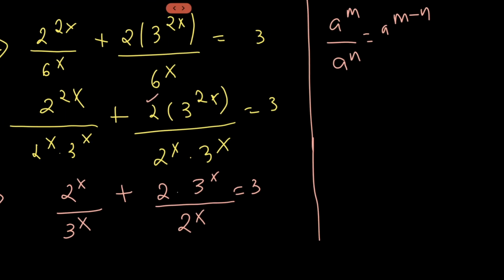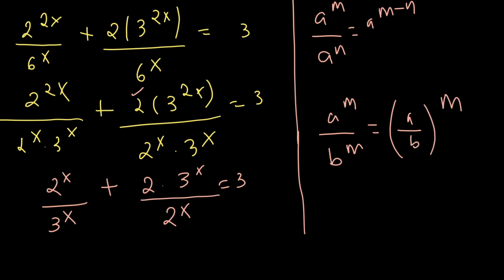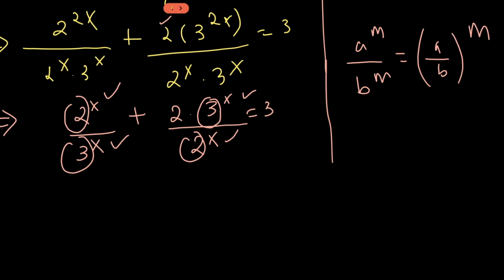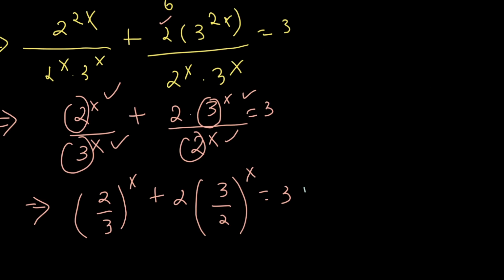Now remember one more exponential rule, that is a to the power m divided by b to the power m can be written as a upon b the complete power m. So the same thing is over here. The bases are different, 2 and 3, but the powers are same, and over here also the bases are different but the power is same. So this whole fraction can be written like 2 upon 3 the complete power x plus now this 2 as it is, and the remaining fraction can be written as 3 upon 2 the complete power x, and this thing equals 3. Now to simplify this equation further, we have to use the substitution method.